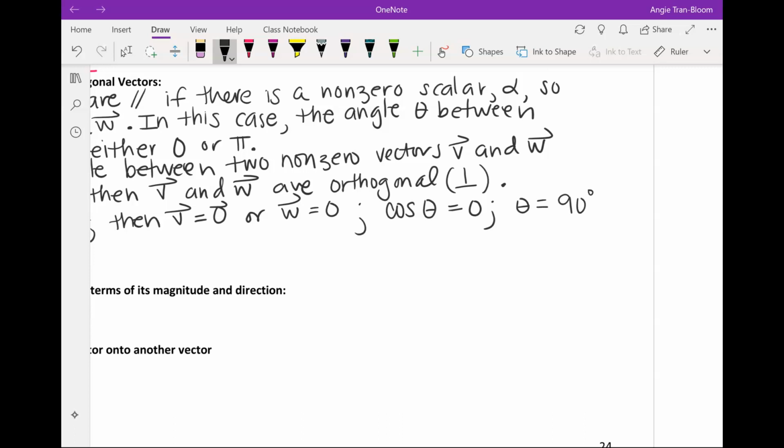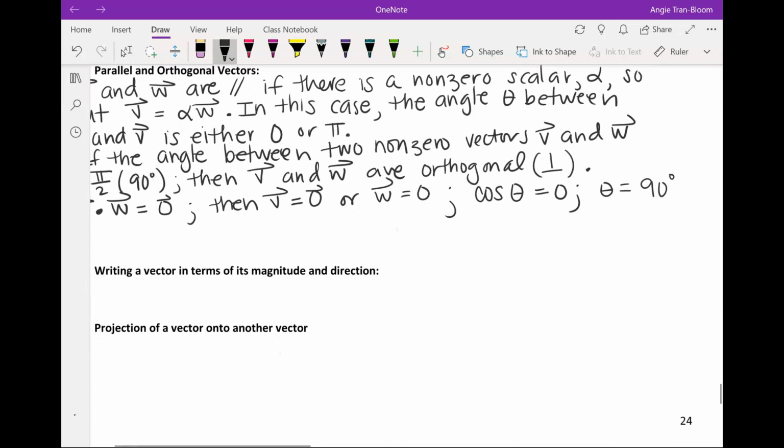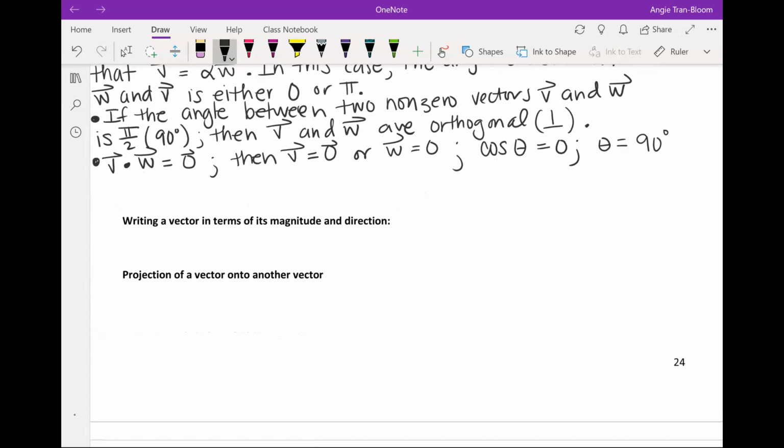Therefore, whenever you are doing the dot product, and it equals 0 right away, you don't have to go further. You should be able to say that those two vectors are what? Yep, orthogonal. Okay, so that's pretty much all of the characteristics of orthogonal.